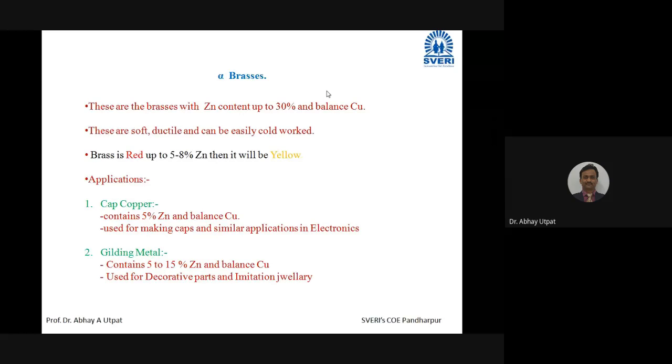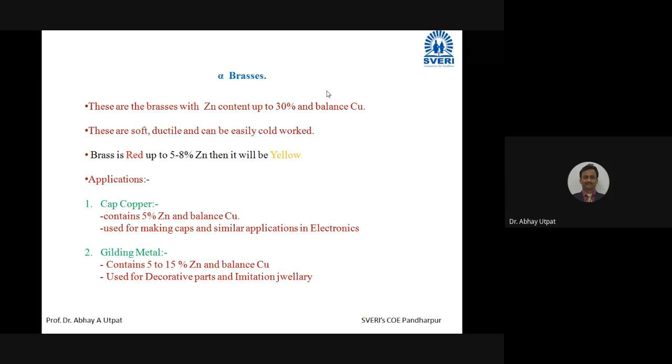So red color becomes yellow color after more than 8 to 10% of zinc. That's why you have seen brass pitchers that are yellow in color. But brass may be red in color also. Pure copper is red, and up to 5-6% or 8% of zinc, red color remains red.